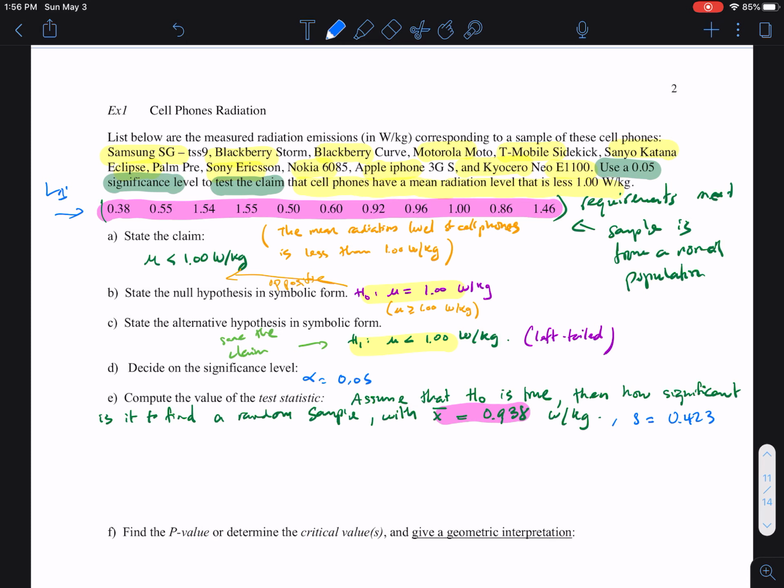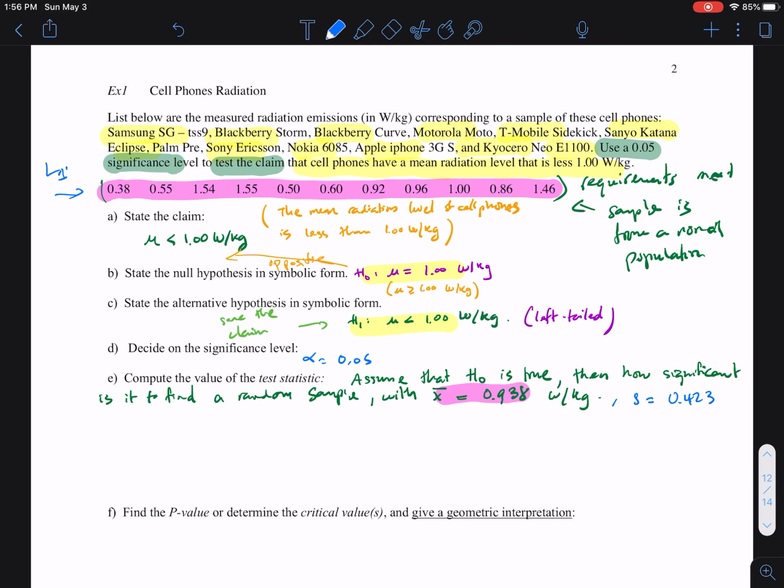So let's go back to this here. Suppose the mean radiation level for cell phones is around 1.0 watt per kilogram. How likely is it? What's the chance? Is it significant to find 11 different cell phones with a sample mean of 0.938? Well, if this assumption is true, then this random sample mean that we can obtain from this data is going to be pretty close to 1.0, right?